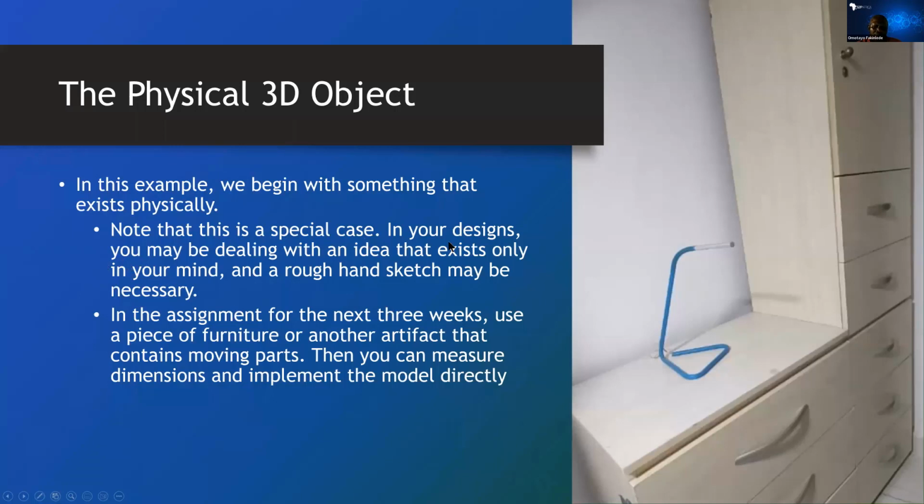The study lamp has a linear set of LED lights that you can rotate and turn to any direction you like. In the assignment for the next 3 weeks, you will use a piece of furniture or another artifact that contains moving parts. Then you can measure dimensions and implement the model directly.